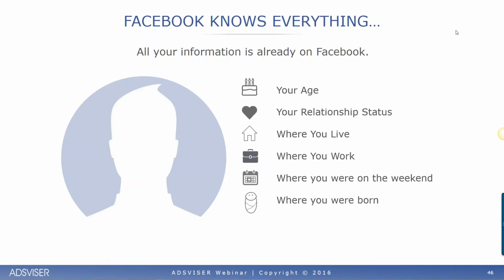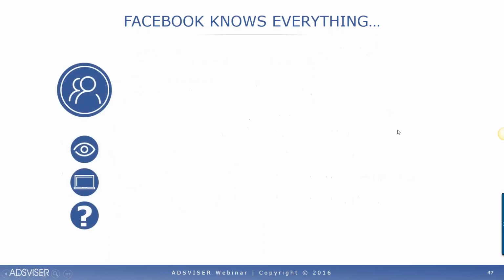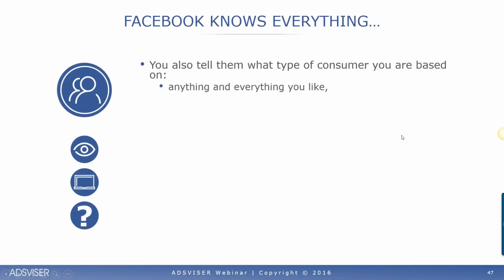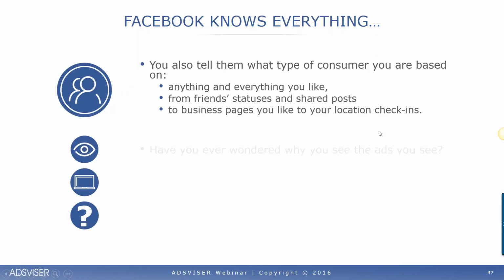So it has a whole bunch of information. That's right, it even knows your dog. The information is there. It knows what you've liked, and it knows what you've bought in terms of consumer behavior. It also knows what type of consumer you are, based on anything and everything that you like, from friend statuses to shared posts. Yes, it knows how many children you have, only if you told it the truth. Absolutely, Mary. It knows the business pages you like and your location check-ins.